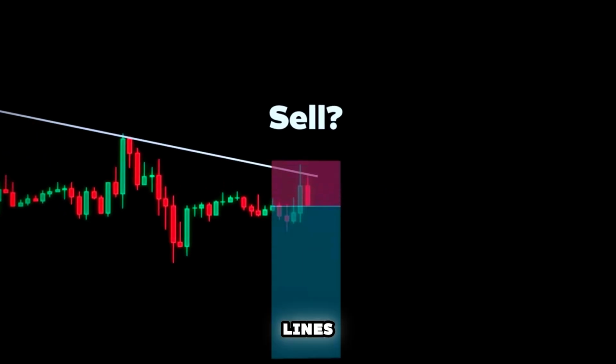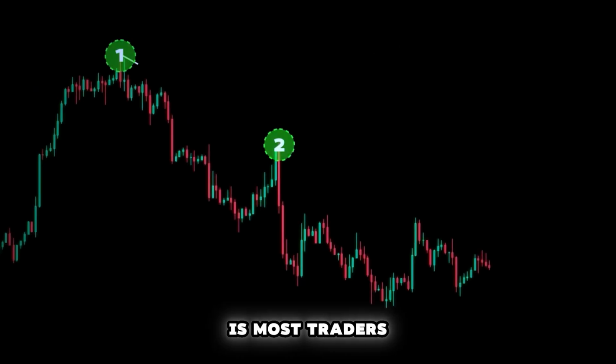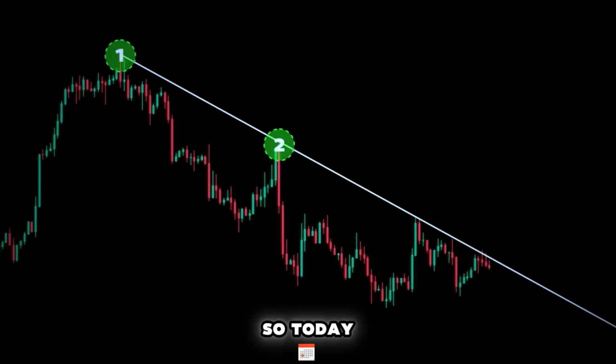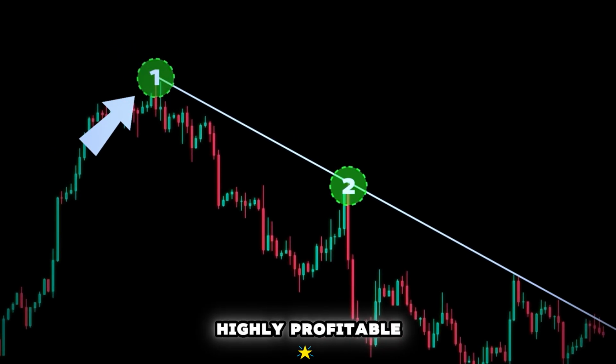You know, trendlines. They seem so simple, right? But the problem is, most traders misunderstand them. So today, we're going to go beyond just drawing a few lines on a chart. We're going to build an entire trading strategy from start to finish, which can turn this basic tool into a powerful and highly profitable system.